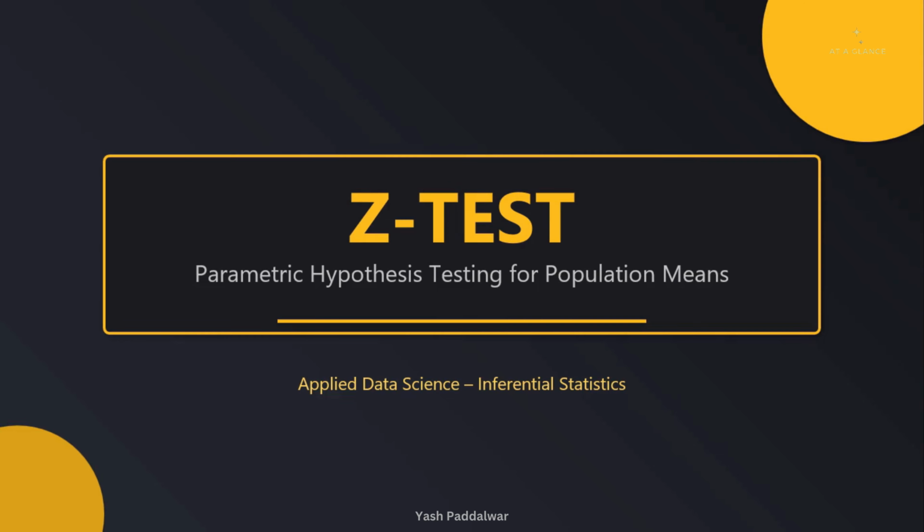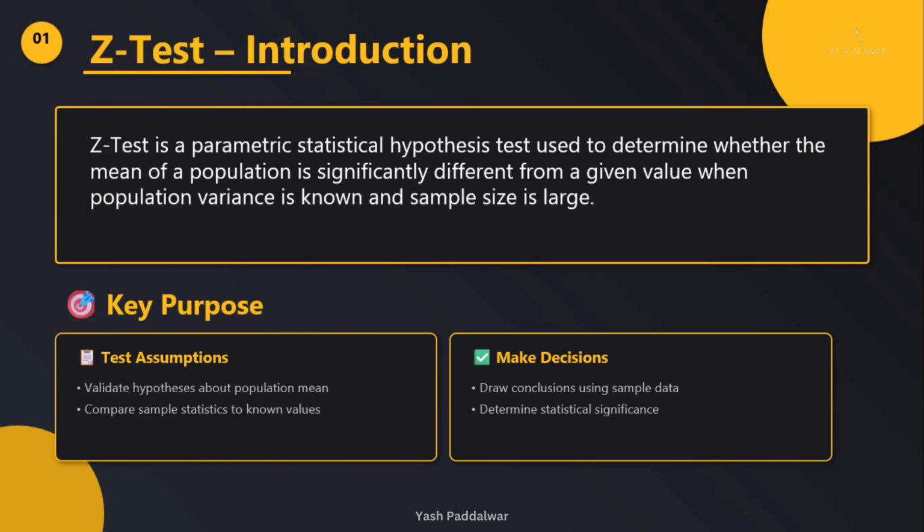In this particular video, we'll be looking into the Z-test in statistics, which is a parametric hypothesis test for the population means. So without further delay, let's start. First we'll have a look at the introduction and definition of Z-test. By the definition, it is a parametric statistical hypothesis test which is used to determine whether the mean of a population is significantly different from a given value when population variance is known and the sample size is large.